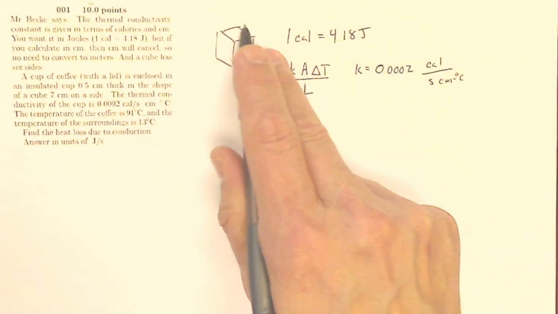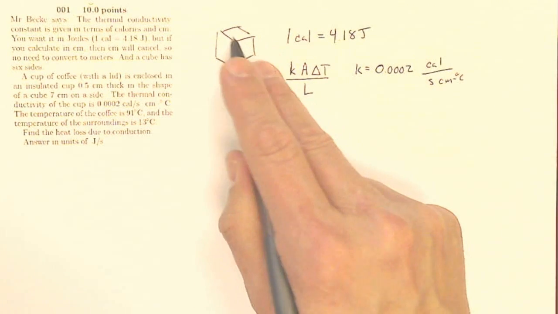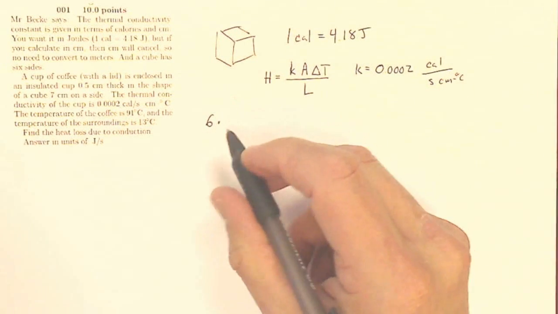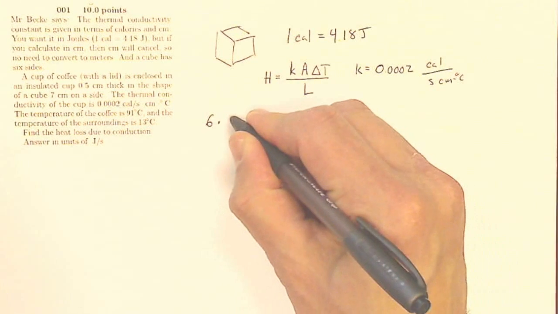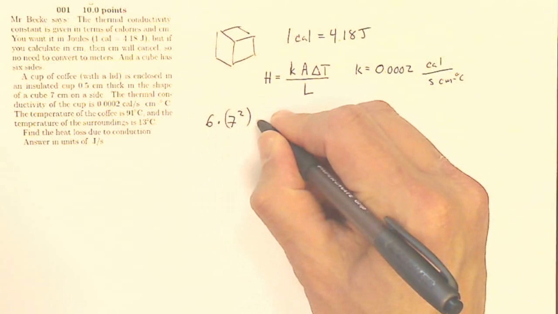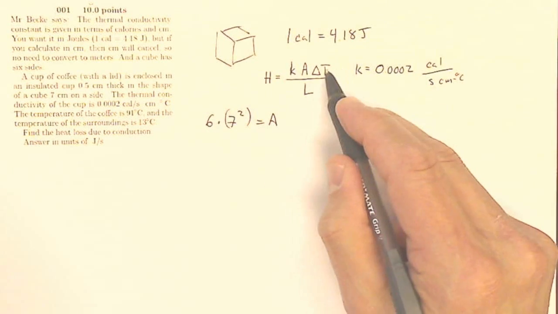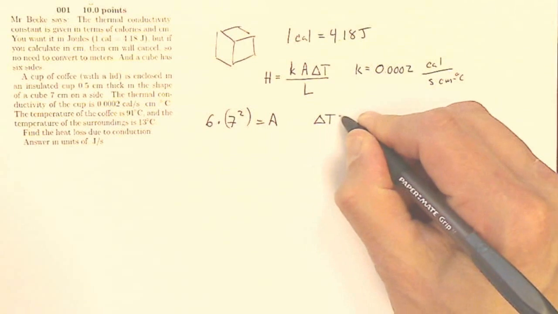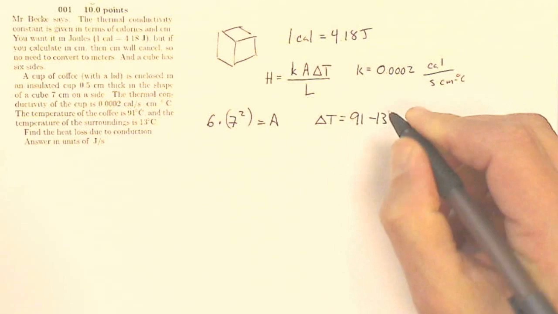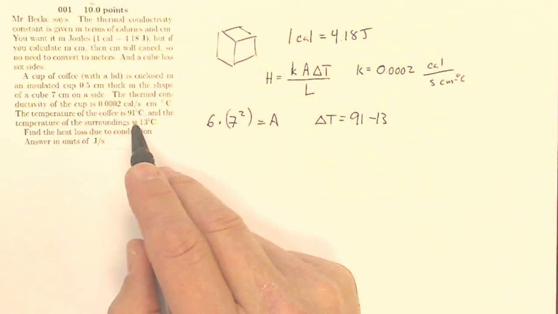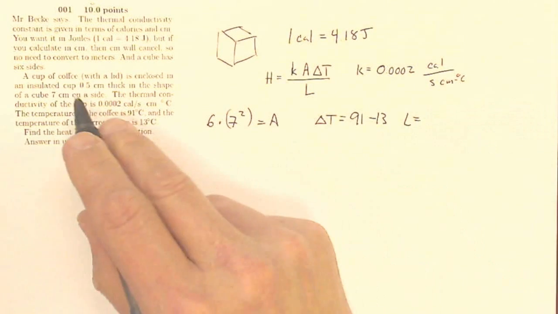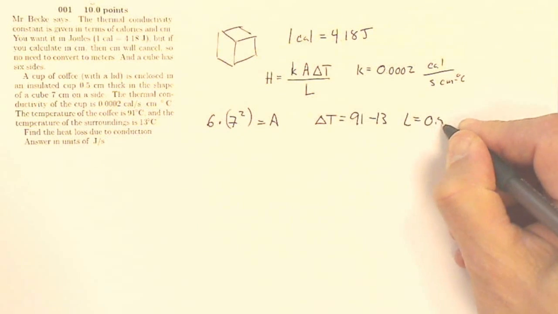The area is going to be the area of this whole cube, top, bottom, both sides, front and back. So that's going to be 6 times, and the area, mine is 7 centimeters on a side, so that's going to be 7 squared. So that's one side times all 6 sides is going to give me my area. The difference in temperature is going to be my 91 minus my 13. 91 minus 13, that's going to give me my delta T. The L is the thickness of the cup, so my L is going to be 0.5 centimeters, 0.5.